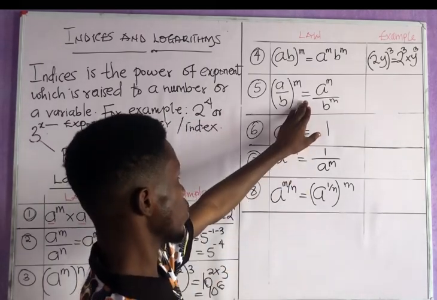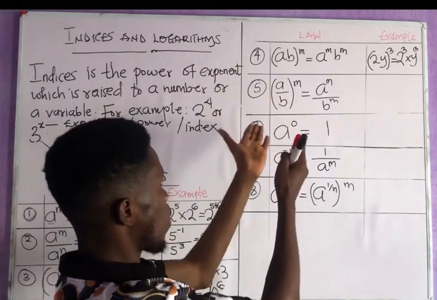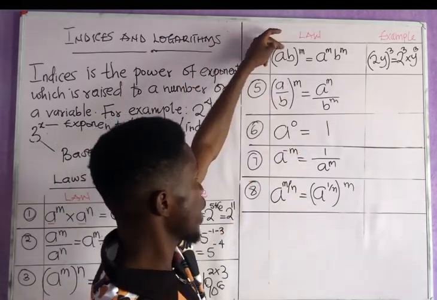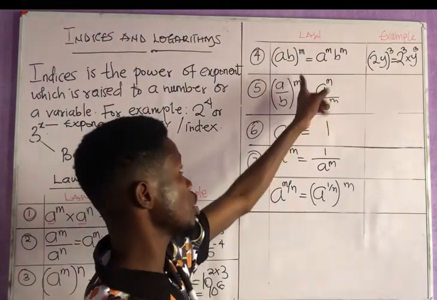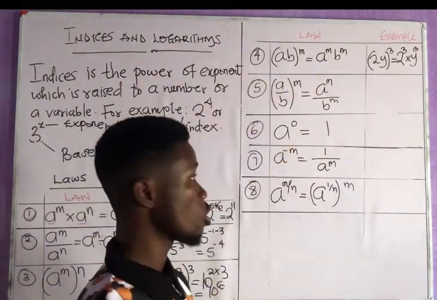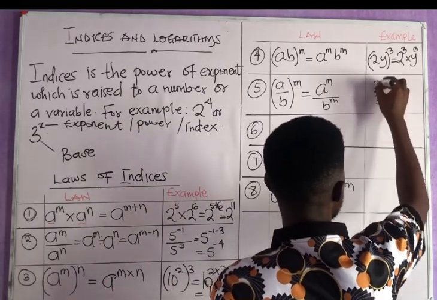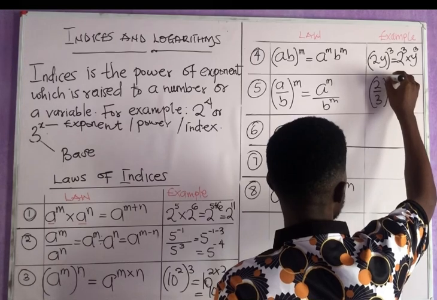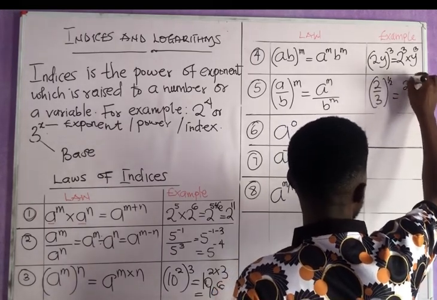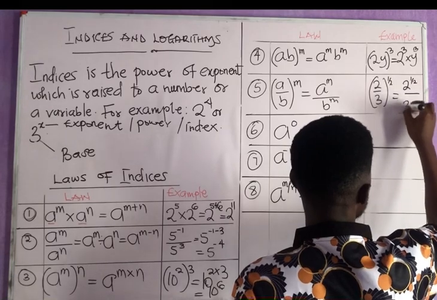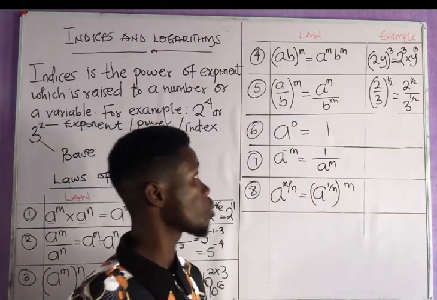Now let's also move to this one, law number 5. a over b all to the power m. It's behaving like the previous one, just that this one is multiplication and this one is division. The same thing, you distribute the power among them. So in case I have, let's say, 2 over 3 all to the power half, here it will be 2 to the power half over 3 to the power half. Simple as that.